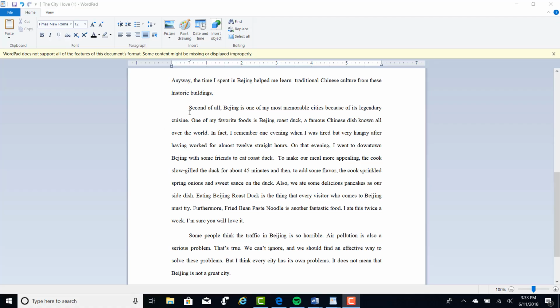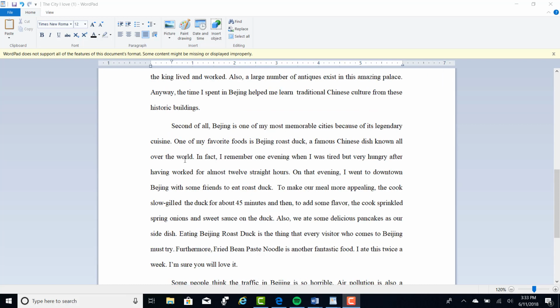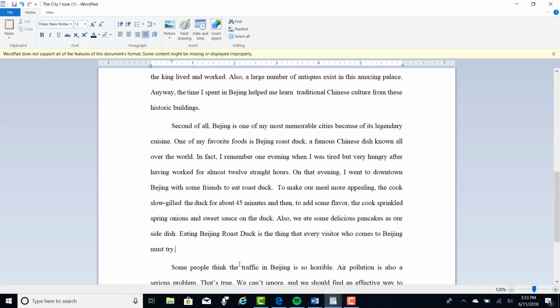All right, let's take a look at this second paragraph. Like in the other paragraph, you brought up something at the end but didn't develop it. You did the same thing here. You spent all this time talking about roast duck, and then you bring up fried bean paste noodle, but you don't really have enough time to develop that, so get rid of that. I'm going to say get rid of that.